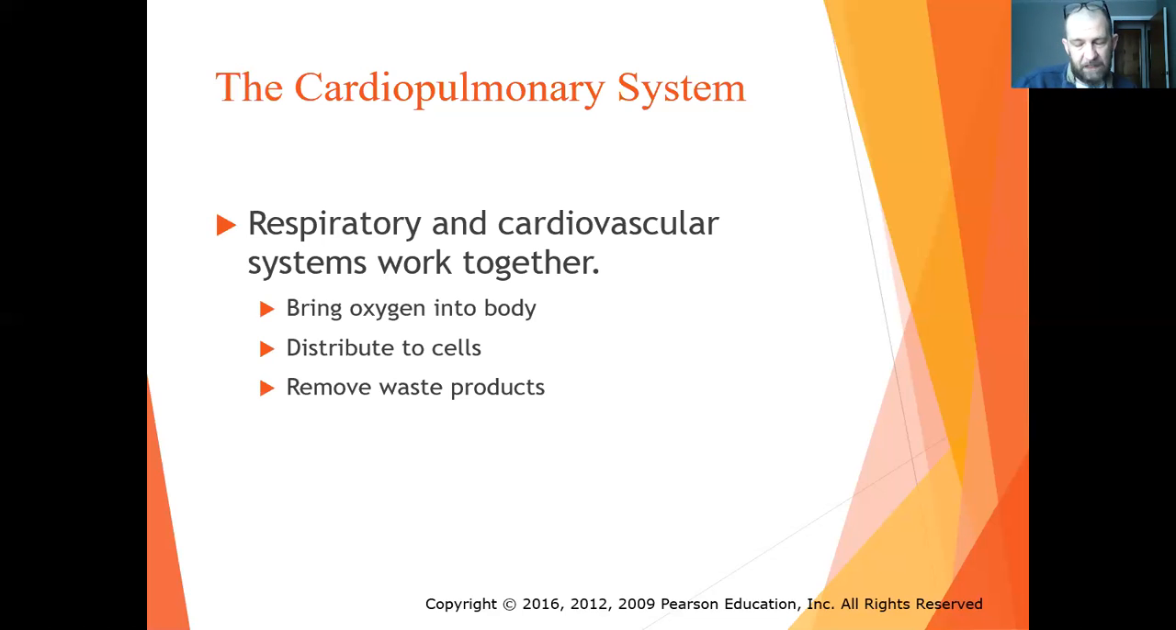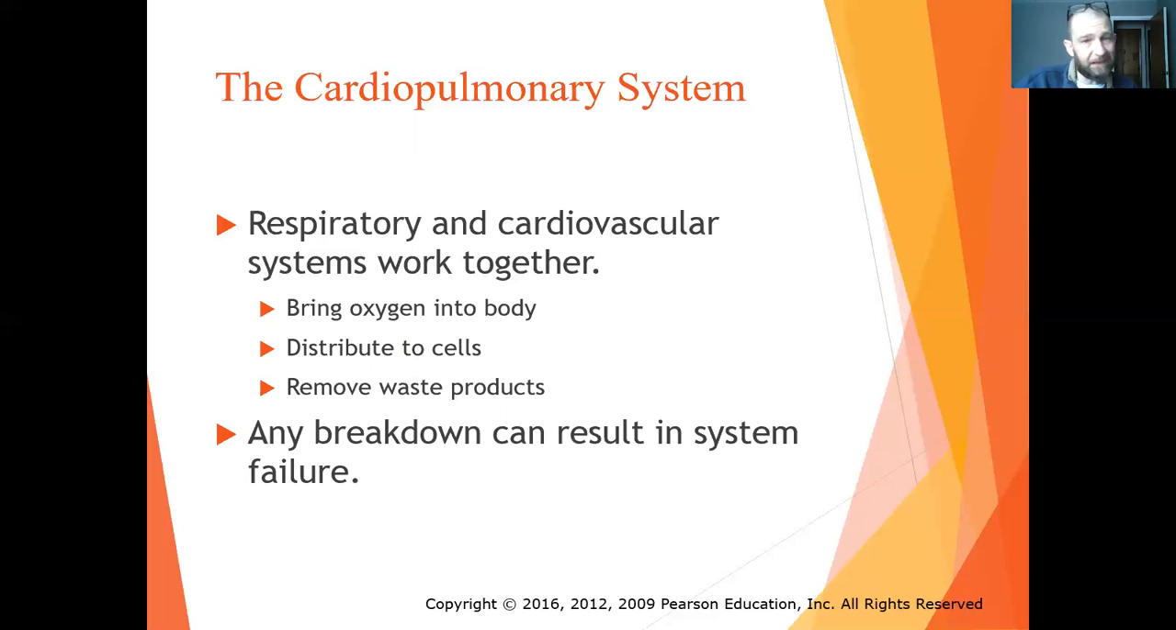So we know the three jobs there. The cardiopulmonary system: we bring in oxygen from the outside world into the body. We remove waste products, and then that oxygen is being delivered to the cells, while the waste products are taken from the cells and out of the body. Any breakdown here, so if we can't bring in oxygen, if we can't get it to the cells, or if we can't remove the waste products, we can result in system failure, which basically means cells aren't functioning correctly and then they die.